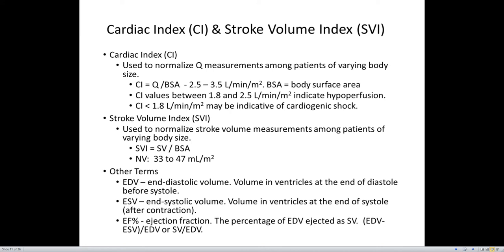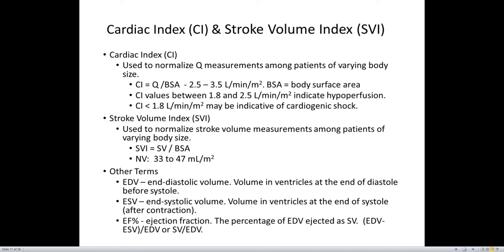Some other terms, as I mentioned before, is EDV, end diastolic volume. This is the volume in the ventricles at the end of diastole before systole occurs. ESV, end systolic volume. This is the volume in the ventricles at the end of systole after contraction. So these are the two terms that are often confused with preload and afterload, but it's important to recognize that they're very different measurements.